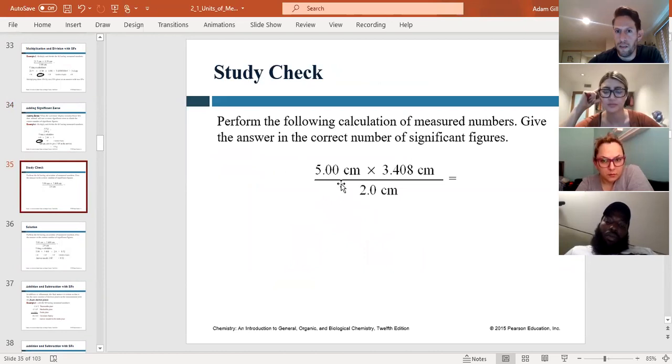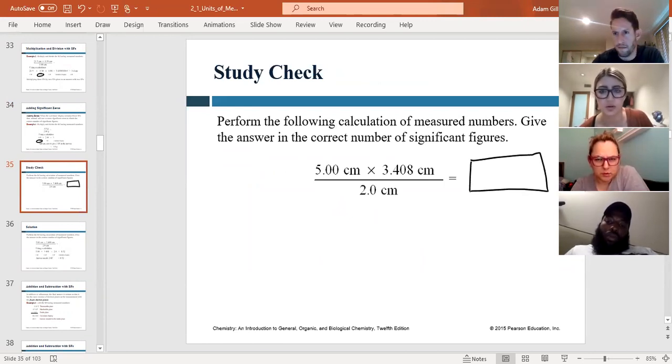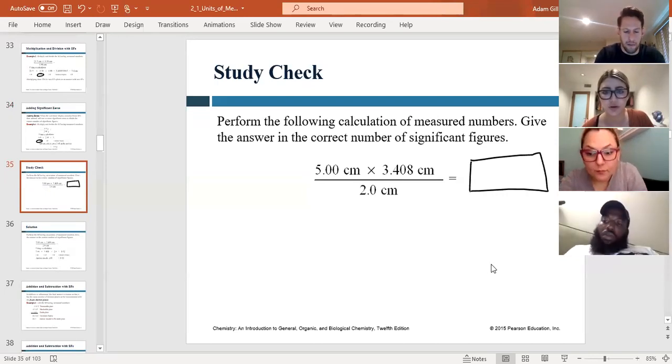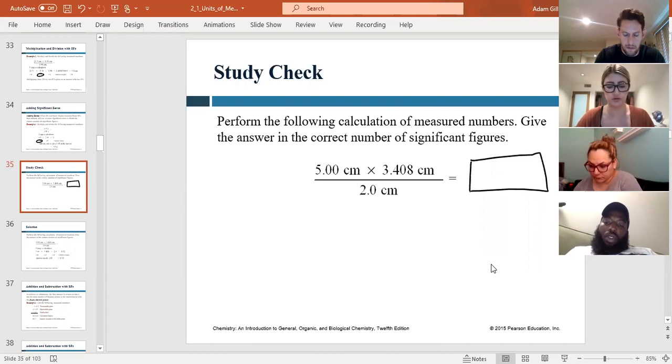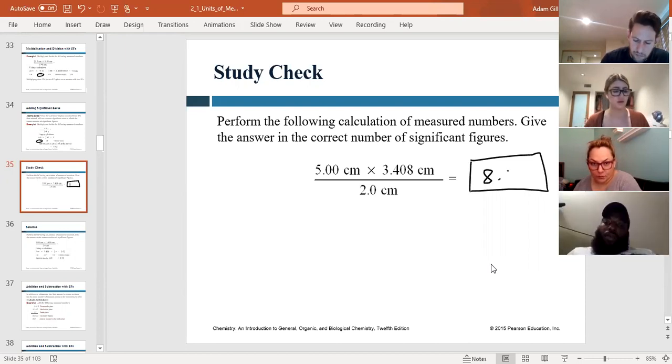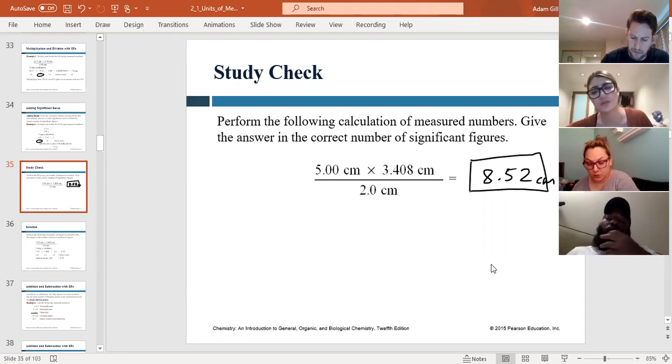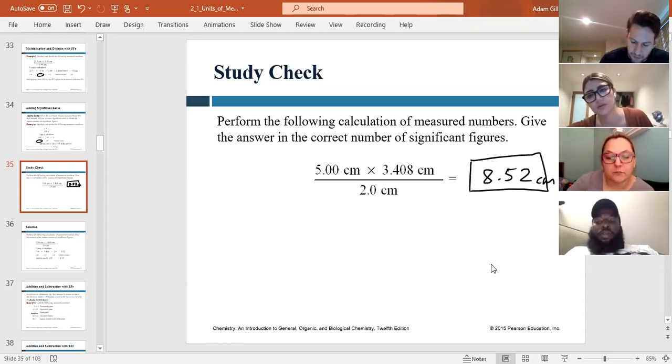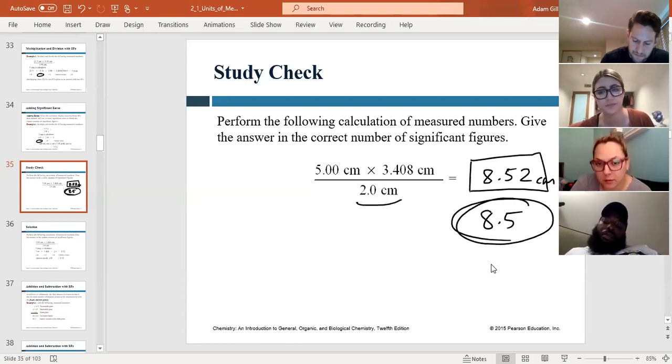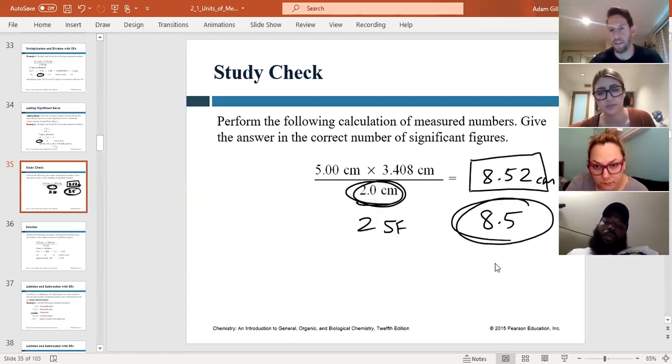So what would this be with the correct number of sig figs? This is going to be an exam-type question. I don't have a calculator out, let me pull it up. Your calculator is going to spit out 8.520 centimeters because there are 4 significant figures. We want the lowest number to dictate. Would that be 8.5? It would be 8.5, because the 2 gets dropped. This only has 2 sig figs, so your final answer can only have 2 sig figs.